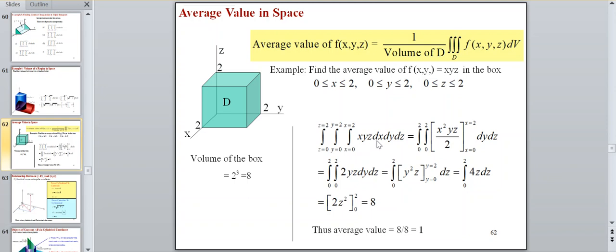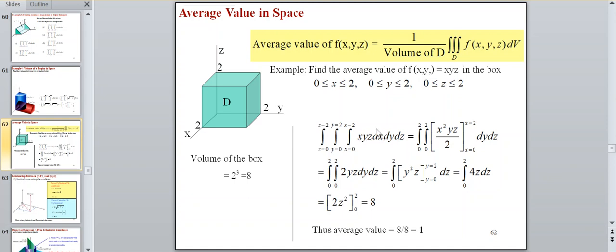Here we set up the integral in the order of dx, dy, dz. We are allowed to switch the order of integration if you can describe the region D in other correct forms. Here the region is rectangular, so you may calculate it in any of the 6 orders. Let's say in this order, dx, dy, dz. X is from 0 to 2, y is from 0 to 2, also z is from 0 to 2.